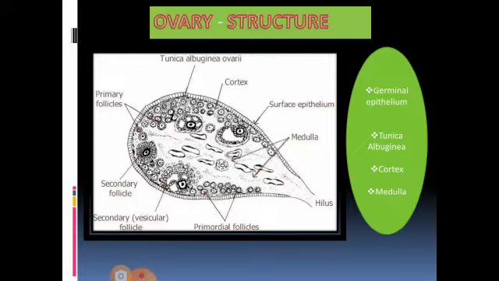It is differentiated into 4 parts. I have mentioned here, you see. One is germinal epithelium, second is tunica albuginea, third is cortex and last one is medulla. Where is it located in this structure?